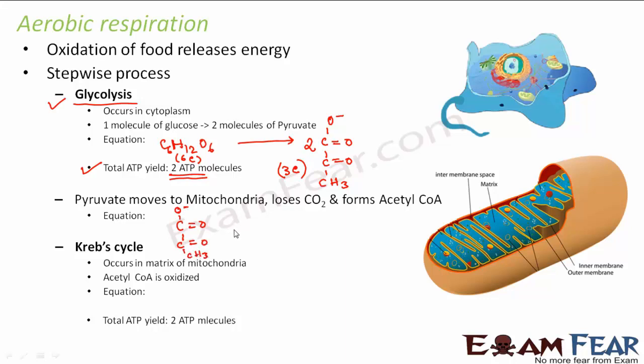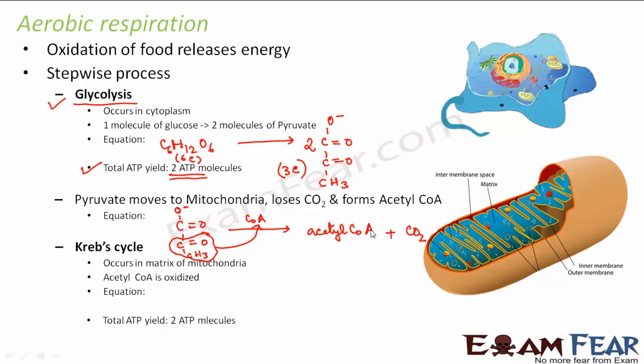So this pyruvate, in presence of coenzyme A, what will happen? It will release one carbon dioxide. So carbon dioxide will be released, CO2 is gone. So what is left? The acetyl group is left. So this acetyl group will combine with coenzyme A, and it will form acetyl coenzyme A.